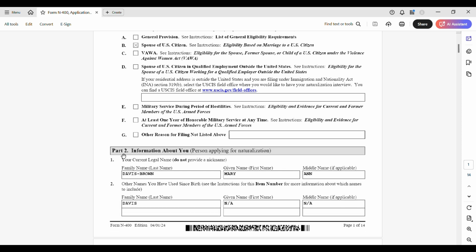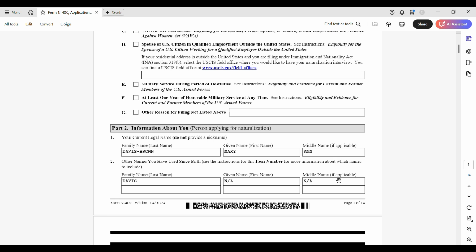Part 2, number 1, this is where the applicant's last name, first name, and middle name will be typed. Other names you have used since birth. If you have used any other name since birth, this is where you're going to put those names. So this is the section for last name.